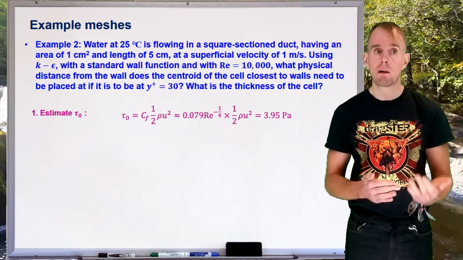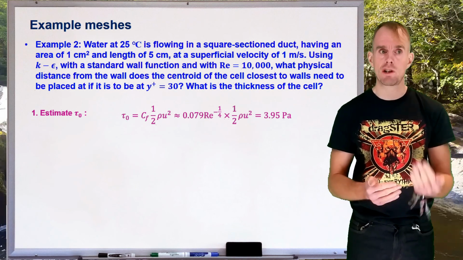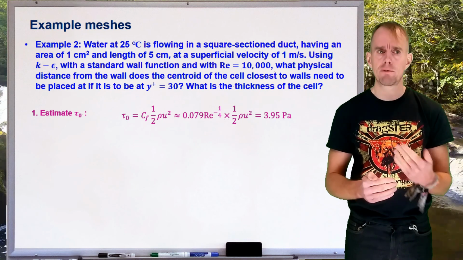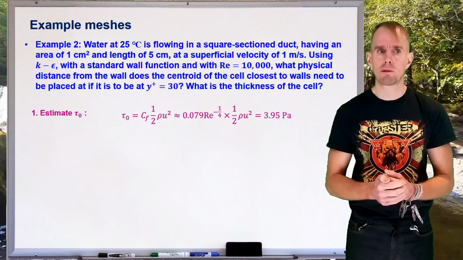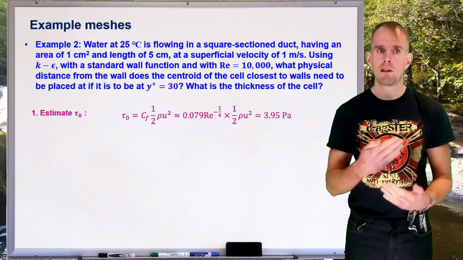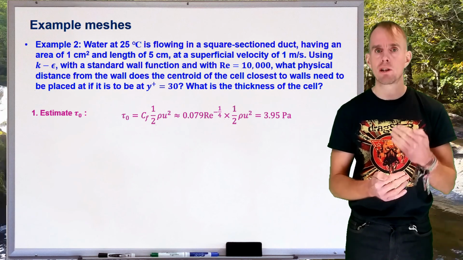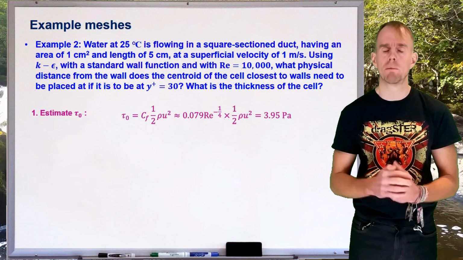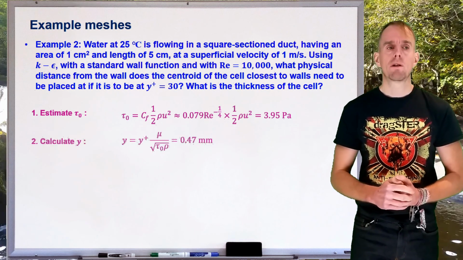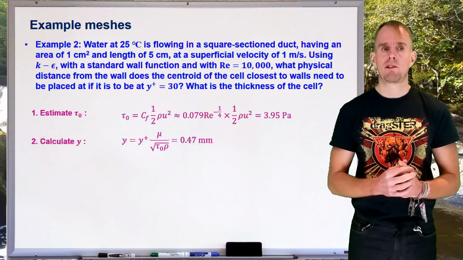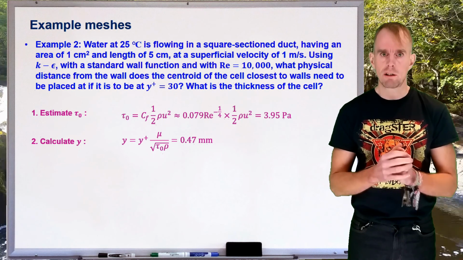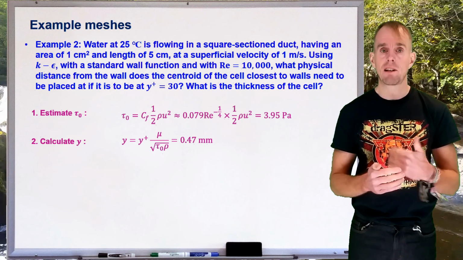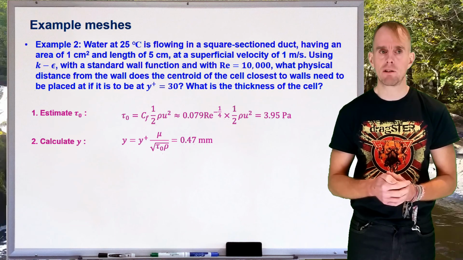If you remember, what we did was first of all estimate shear stress, and we did this via friction factor and a half rho u squared. We estimated friction factor using Blasius. We found that my shear stress was just under 4 Pascal. So there's a reminder of what we did. So we need to calculate the physical distance y where the centroid of the cell gets placed, and that is as before at 0.47 millimeters.